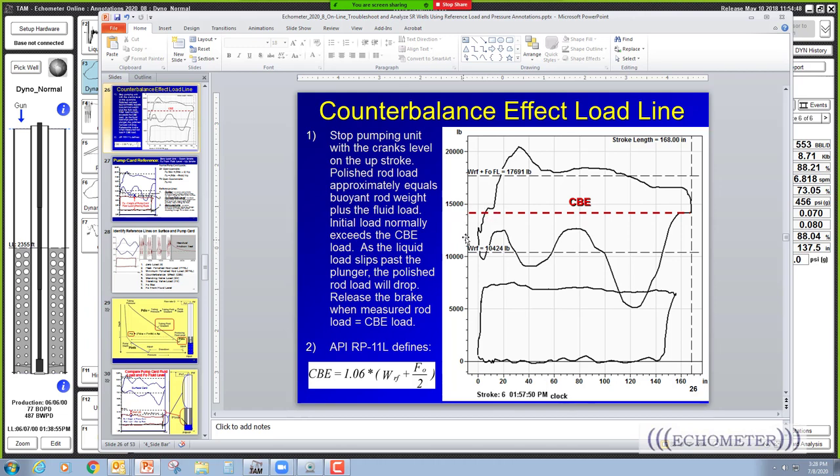I think that's right. 14,000 pounds, 14,200 pounds or so. And so if we were to stop, and the way the rods is 17,600 pounds, then the rod string is going to go down and the crank's going to go right back up and it wouldn't be in balance. So you have to wait when you stop with the crank level.